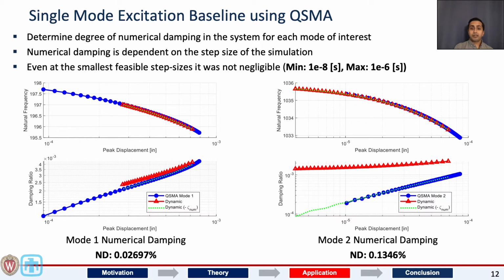The integrator introduces spurious damping that is not amplitude dependent, but rather dependent on our time step, or specifically the ratio between the time step and our frequency of interest. By changing the time step, we were able to see various differences in our red curve. However, even at the smallest feasible time steps as shown there, it was not negligible. So for mode 1, we have about 0.02% numerical damping, and for mode 2, we have 0.13% numerical damping that we must account for when we do multi-mode QSMA.